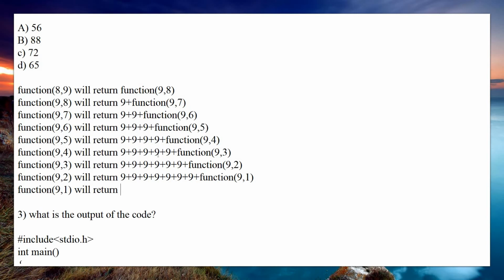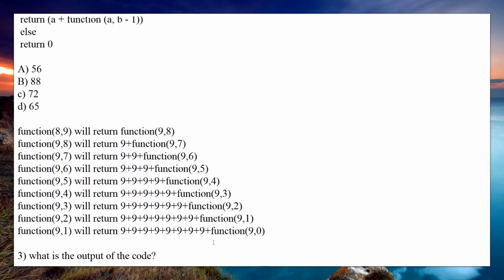that is 9 plus 9 plus 9 plus 9 plus, so 4 5 9s, 6 9s, 7 9s, plus a plus function of a comma b minus 1. So 9 plus function of 9 comma 1 minus 1, which will be 0. So here check. Next will be 9 comma 0.